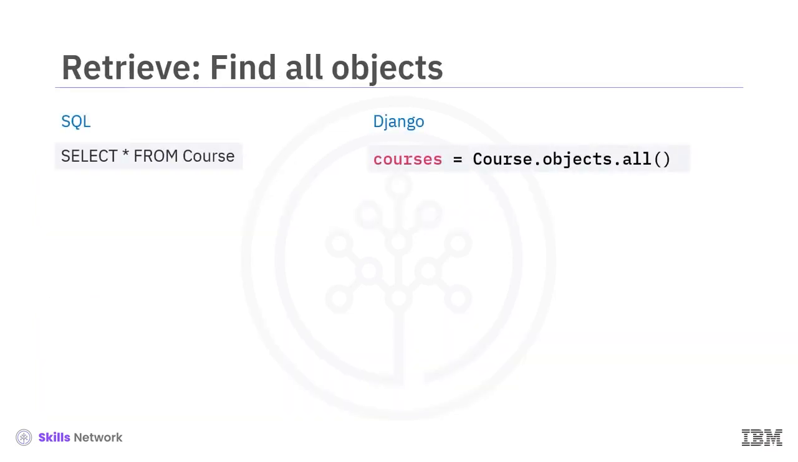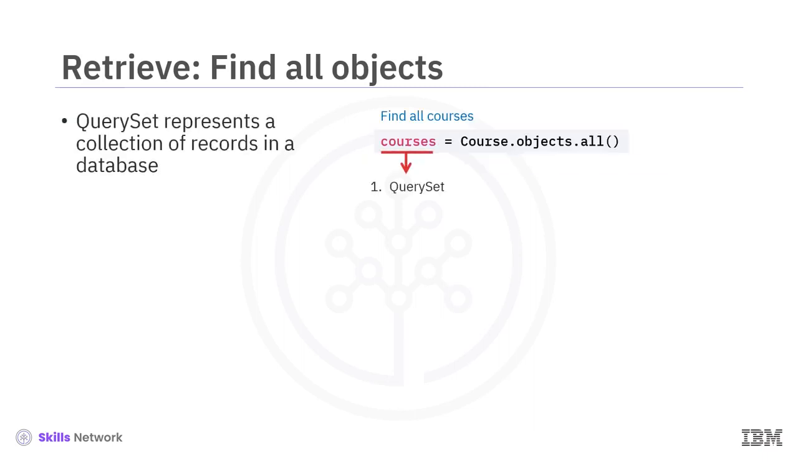Once we have inserted objects and their relationships into the database, we can query them. First, let's see how to read all objects for a model. This is equivalent to using select star from a table to get all table rows in SQL. In general, to read objects using Django Model API, you need to construct a query set using a manager on your model class. A query set represents a collection of records in a database.